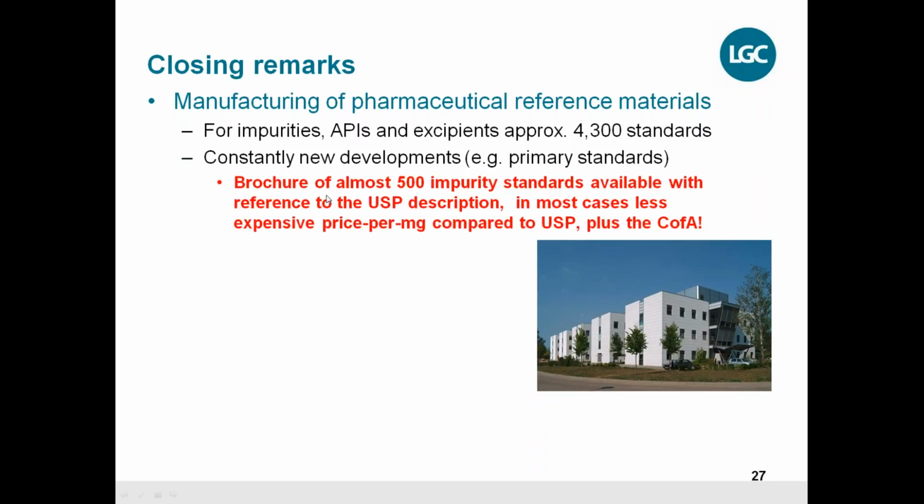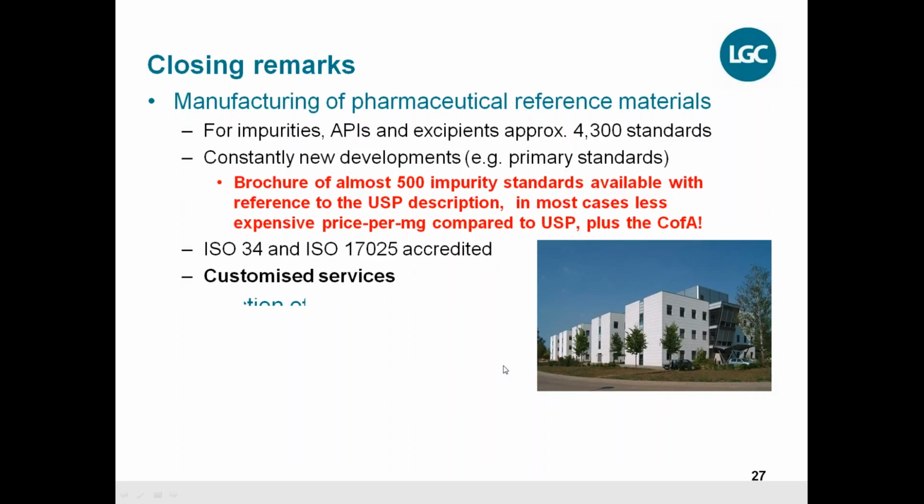We also have a brochure of almost 500 impurity standards available with reference to the USP description. In most cases we are less expensive on these materials, and a lot of customers consider our materials for their non-pharmacopeial work, because the C of A that we deliver, which you have seen before, is a plus compared to the materials from pharmacopeias, which should normally be used just for the pharmacopeial method, as you will probably know. We are ISO 34 and ISO 17025 accredited, and we also have customized services available at our site in Luckenwalde, about which I will say a few words in the next slides.